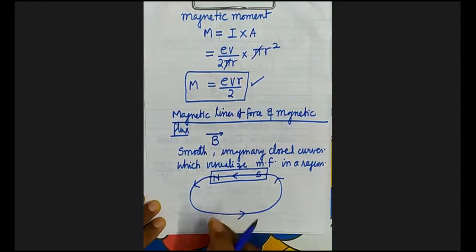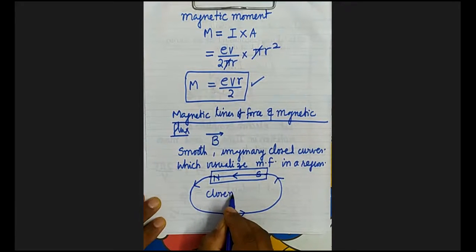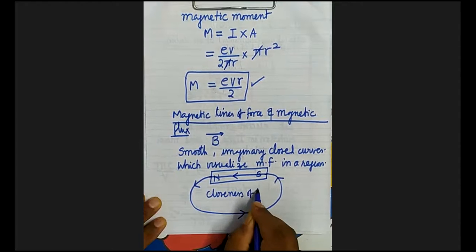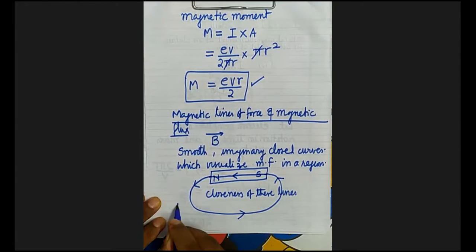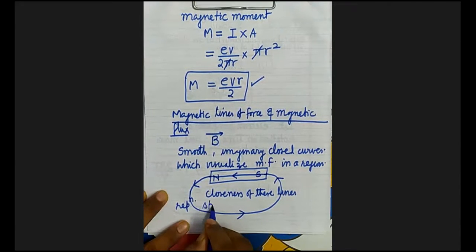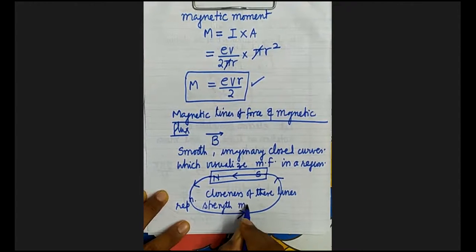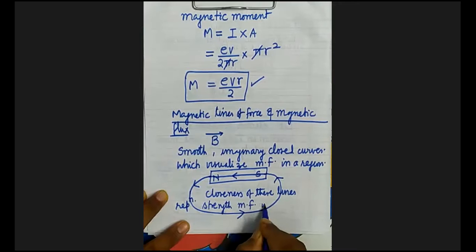The closeness of lines of force will represent the magnetic field strength. The closeness of these lines represents the strength of the magnetic field in that region.